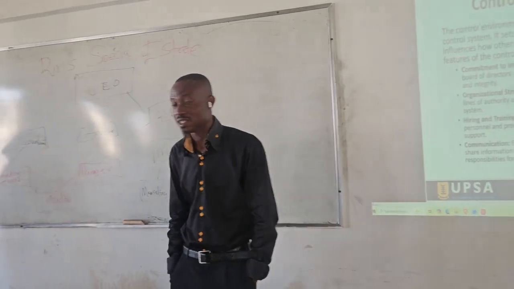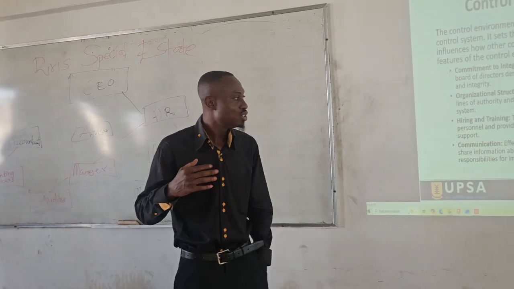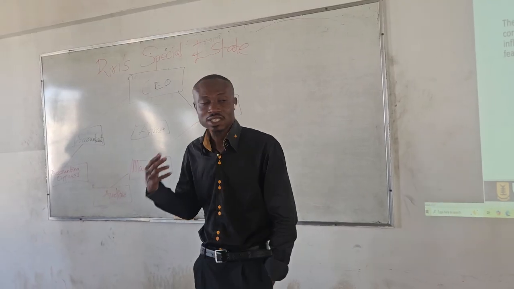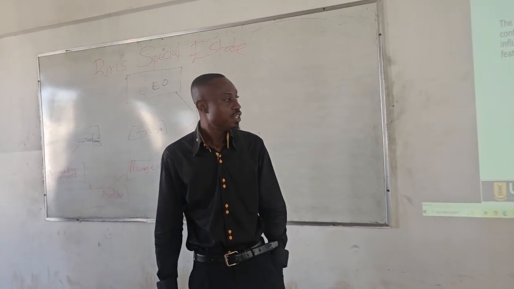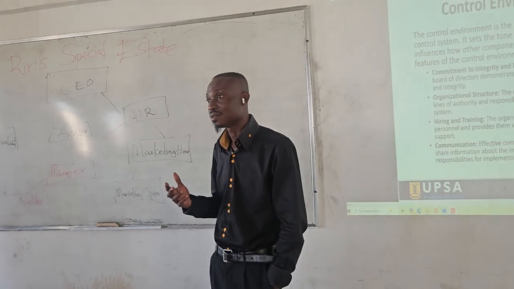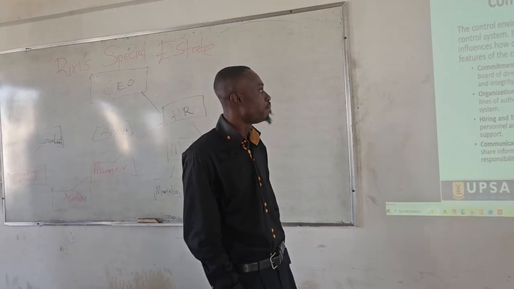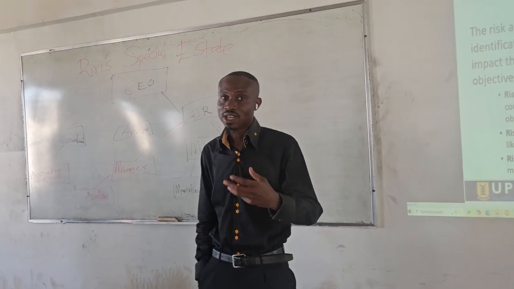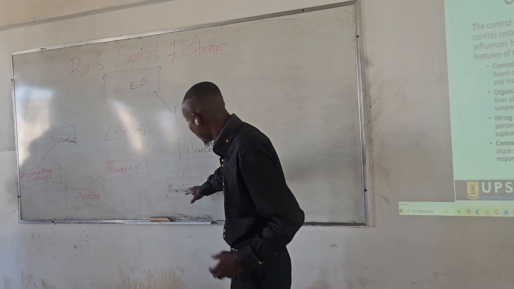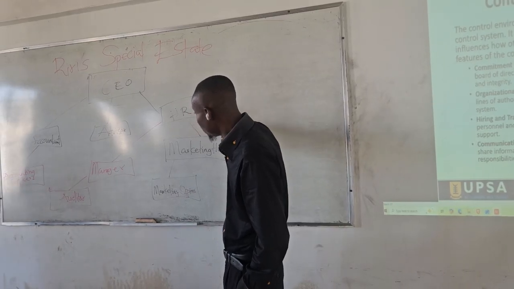Then communication. Effective communication channels are in place to share information about the importance of internal controls and responsibilities for implementing them. Communication is very, very essential. So we are saying that when there are effective communication channels, this is the communication channel of the human resources department.